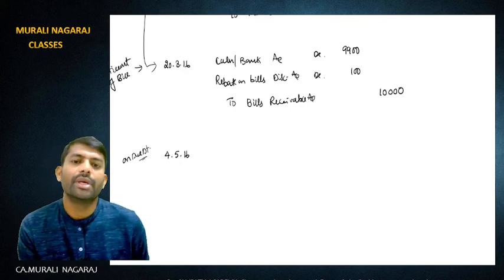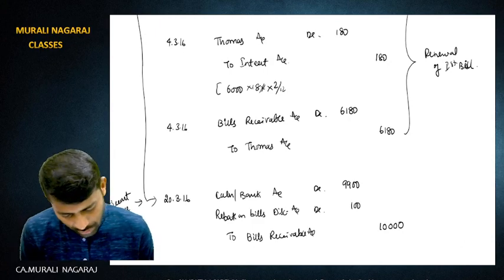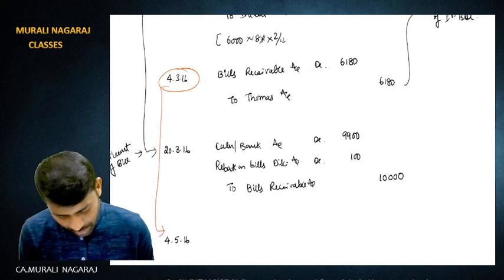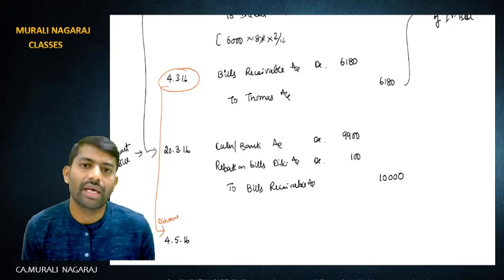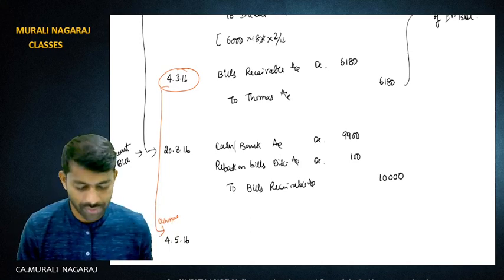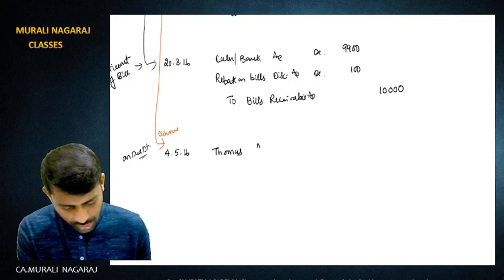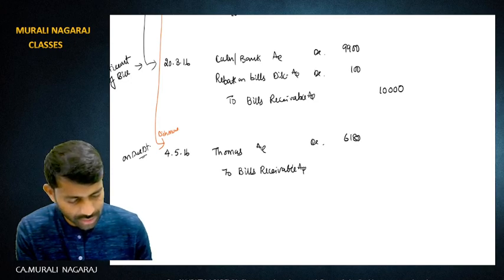When he becomes insolvent, first the bill which we have drawn, the renewed bill, you have to make the dishonor entry. Thereafter, we have to go for recovery. That time 50% he paid, 50% not paid. Therefore, that bill you have to cancel first. So this entry is Thomas account debit to bills receivable account 6,180.